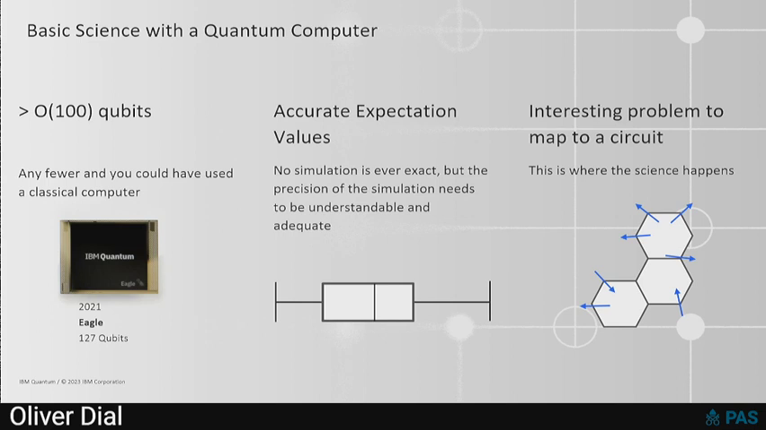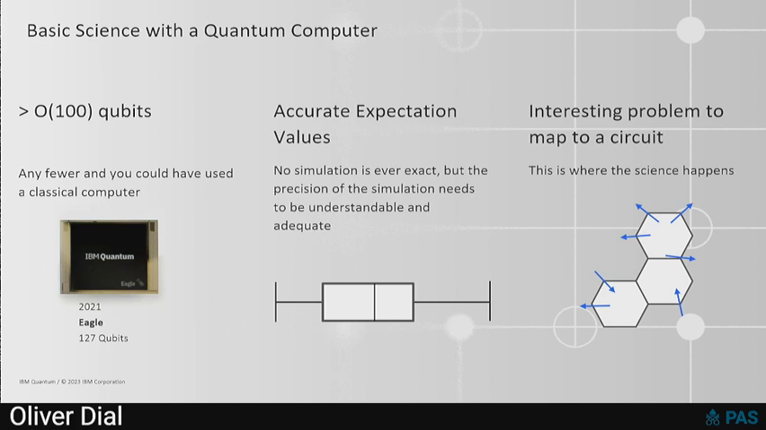The second requirement, and this is one where when you talk outside of people working on quantum computing, this seems very obvious, you need it to give you the right answer. To be a little more specific, we need to be able to get accurate expectation values out of this quantum computer. Not perfect. No simulation of a physical system is ever going to be perfect.